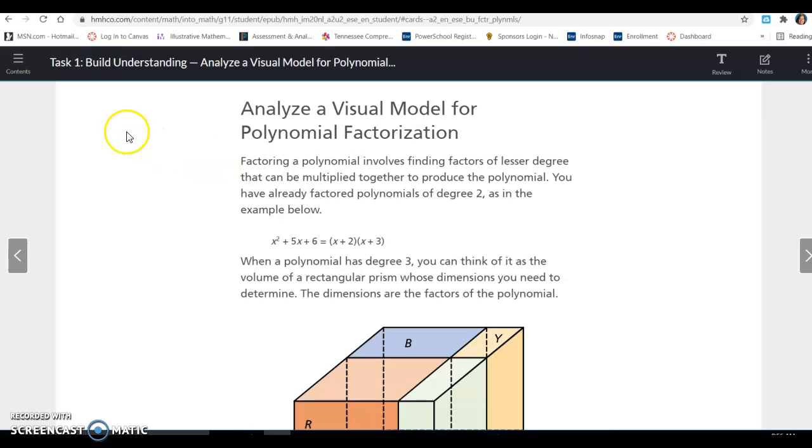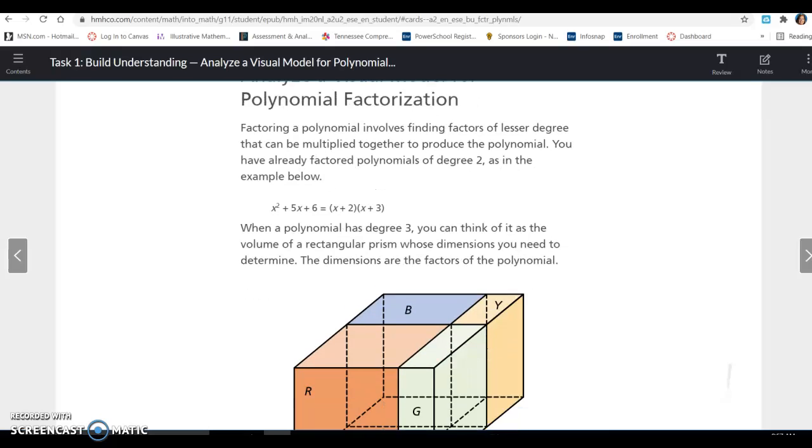So last year we factored x squared plus 5x plus 6. These are quadratics, and we did do some factoring. So we would rewrite this, which is in standard form, in factored form as x plus 2 times x plus 3. When you have a polynomial of degree 3, you can think of it as the volume of a rectangular prism whose dimensions you need to determine. The dimensions are the factors of the polynomial.